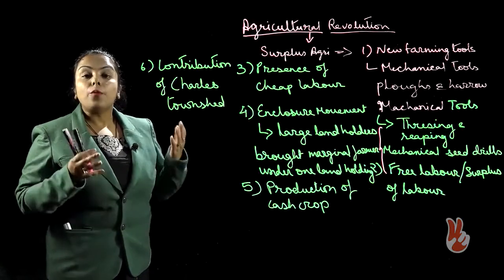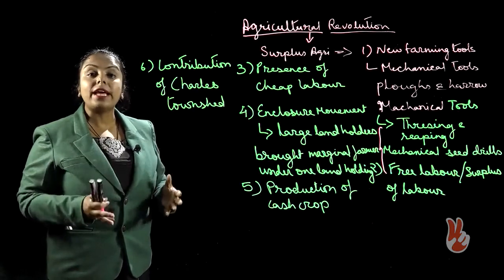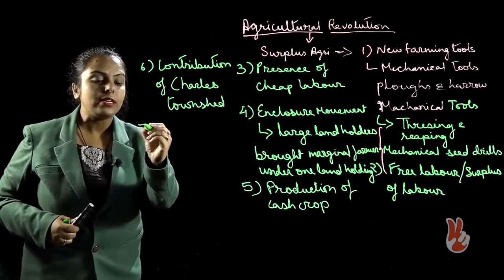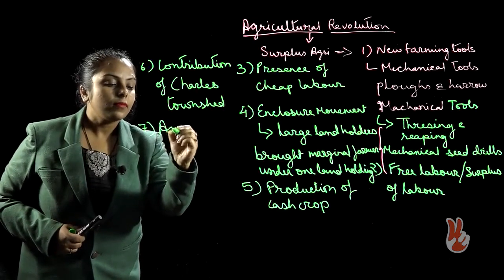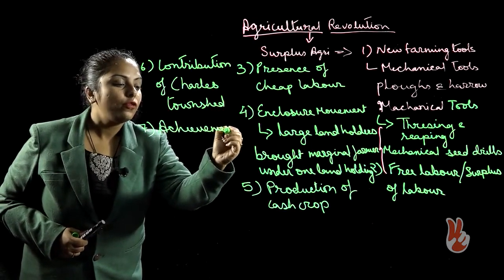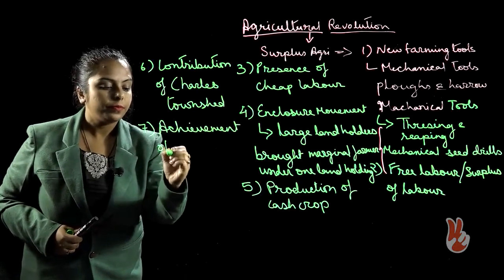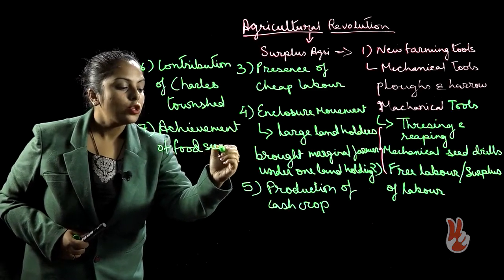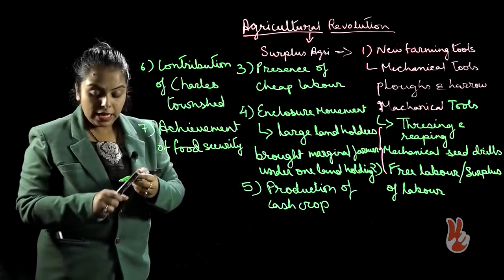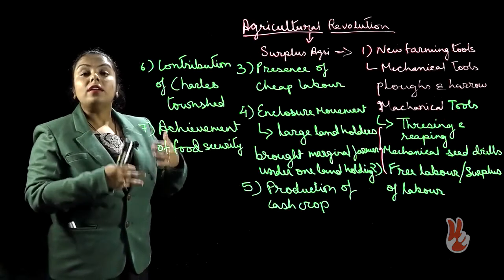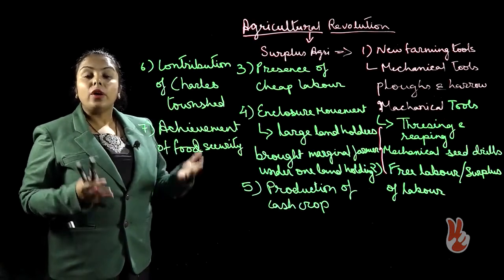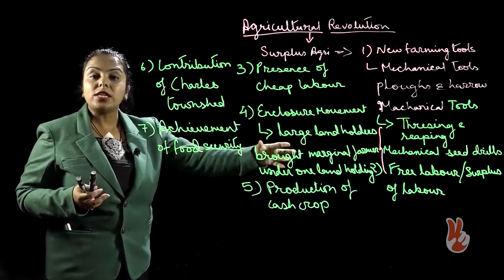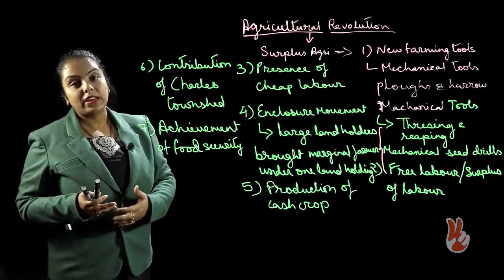Surplus in agriculture provided Europe, or specifically Britain, the food security that it needed. So what did it result in? Achievement of food security. When food security was available, labor was free for use in industry. A country was given a lot of labor surplus which could be used in the industrial sector instead of the agricultural sector.